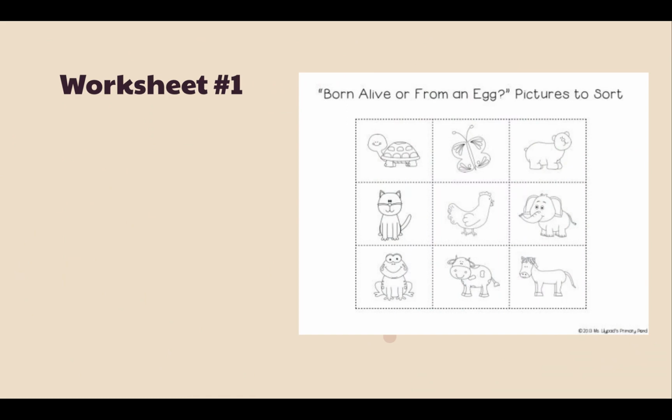For worksheet number 1, it's a simple worksheet that is titled Born Alive or from an egg. And these pictures are just to kind of sort and pick apart which animals are born from an egg, which ones are perhaps born in the water, which perhaps are born from, for example, the frog and tadpole. I would more or less have them explain orally how these animals are formed or born.